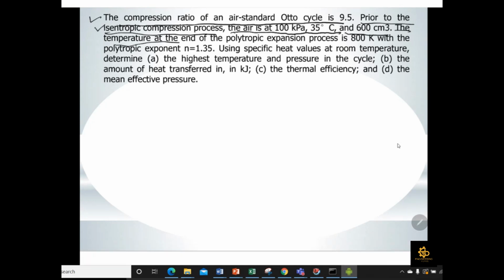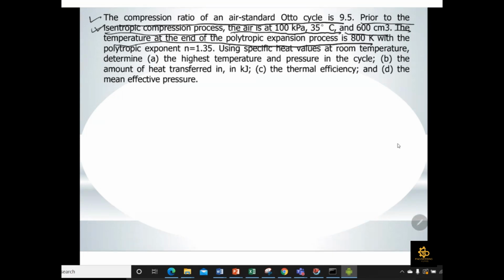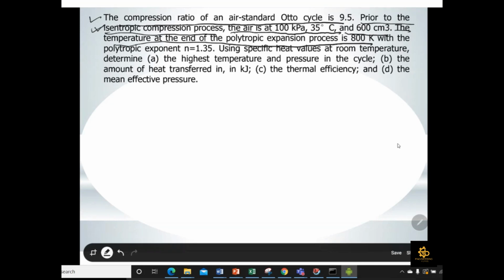The temperature at the end of polytropic expansion process is 800 Kelvin. Okay, so now here it is defined that your expansion process is happening polytropically. So it means there we have to use the value of n rather than the value of k. If it is mentioned in the question that your compression process is also polytropic, then you have to use the same procedure which we discussed in this example for both cases. But here it is mentioned isentropic compression, so you have to use a similar procedure for the compression process, which we already discussed in the previous lecture as well. But for the polytropic expansion process, the method is different.